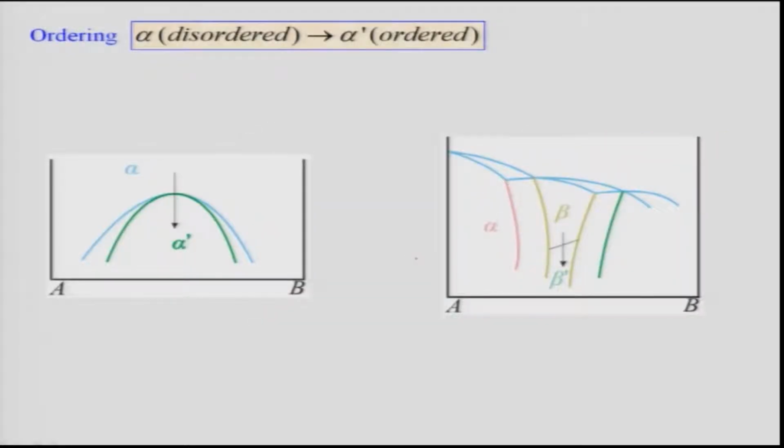Now, let me also show you a few examples of ordering. As you see here, alpha, which was a disordered solid solution, becomes alpha prime when you cool down. So, that is an ordered phase. The classical system in which it is seen is copper zinc, in which the phase diagram is shown here, the beta going to beta prime as you cool it below about 400 degrees Celsius. Beta brass basically transforms in the copper zinc system.